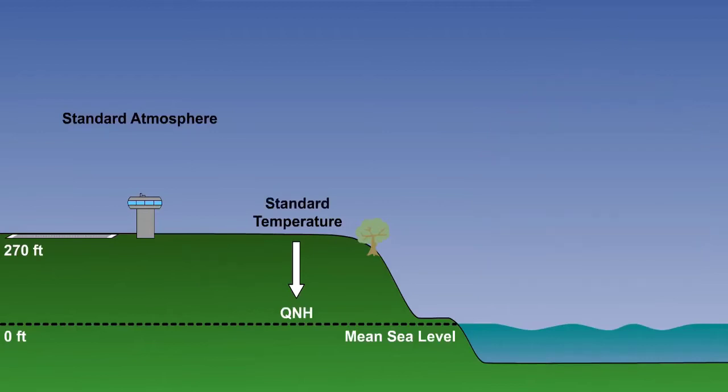Therefore, QNH is defined as that subscale setting which will cause the altimeter to read the airport elevation when the aircraft is at touchdown. It is usually very close to the value which gives 0 feet at sea level, and, unless the temperature deviation from ISA is large, it is usually close to true altitude, but neither of these are correct definitions.